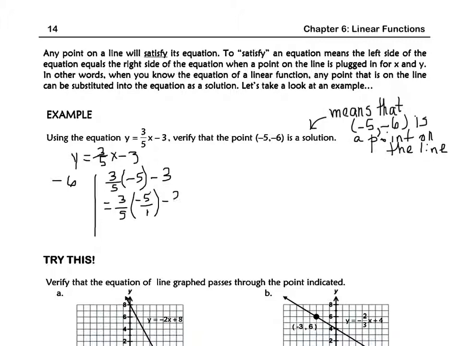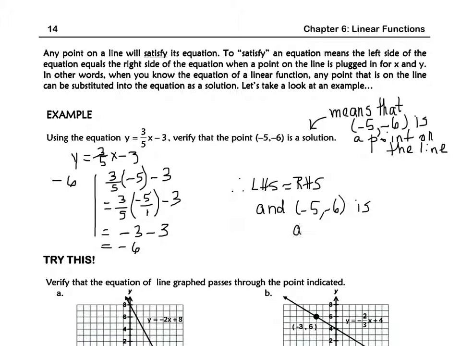You don't have to show that step, so that would give you -15/5, which is going to be -3 minus 3, which is in fact -6. So therefore, the left-hand side equals the right-hand side, and (-5, -6) is a solution to this equation, which means it's a point on that line.